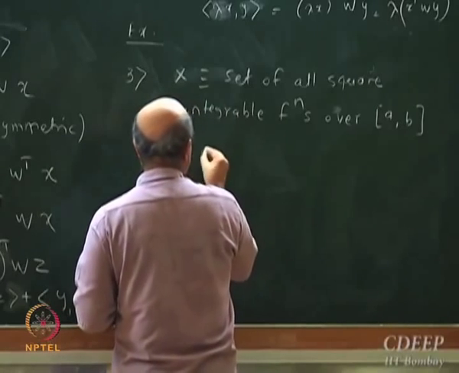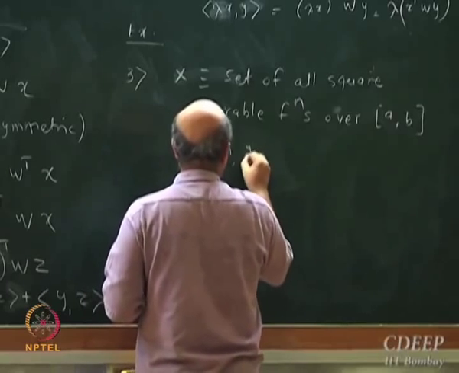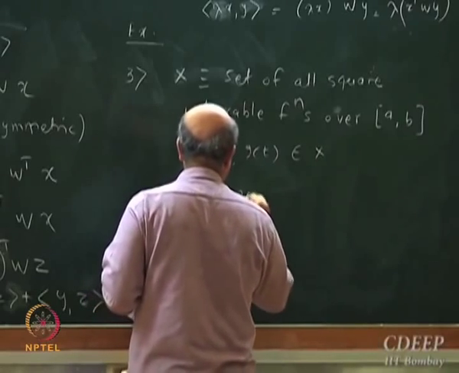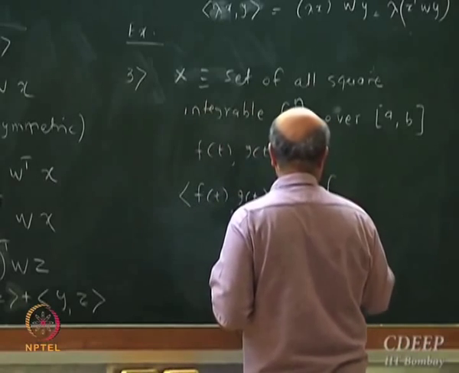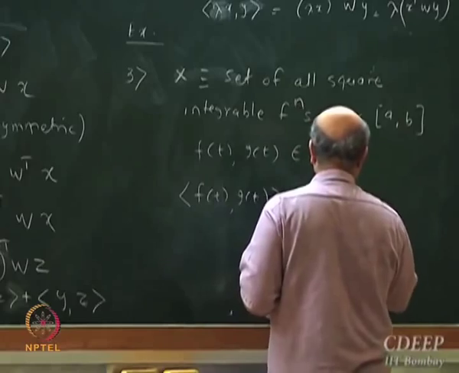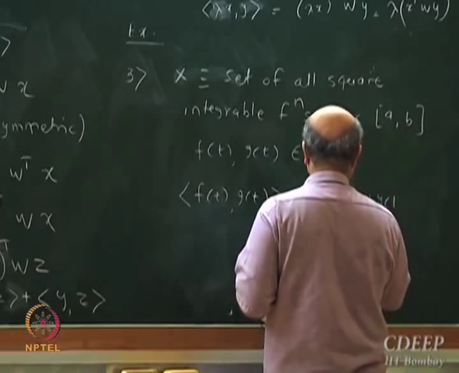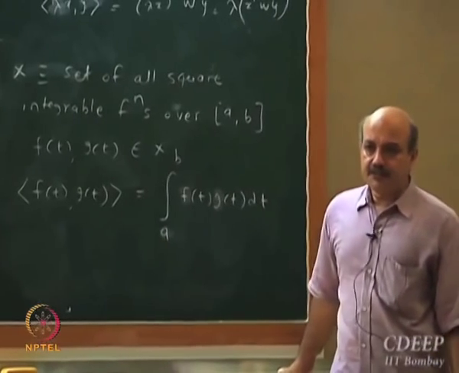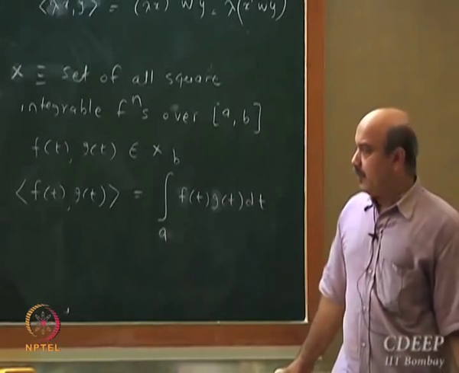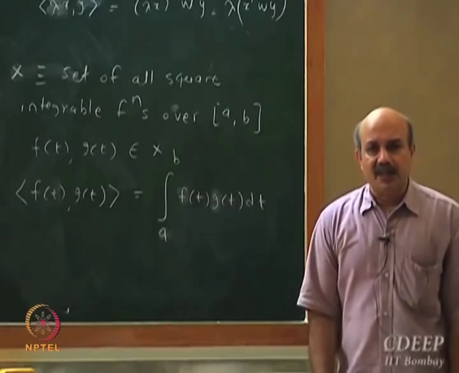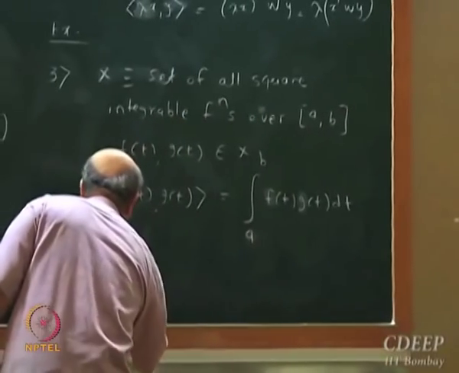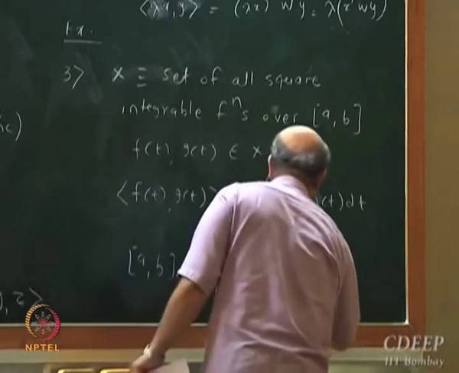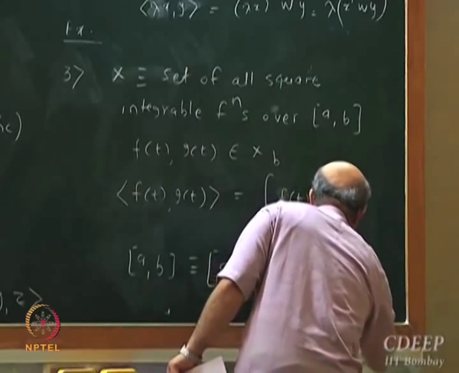If I am given any two functions, say f(t) and g(t), that belong to X, the set of all square integrable functions, then I can define an inner product between f(t) and g(t) as an integral from a to b. Typically when you study Fourier series in your undergraduate, we look at a, b that corresponds to 0 to 2 pi, or we look at a, b that correspond to minus pi to pi.